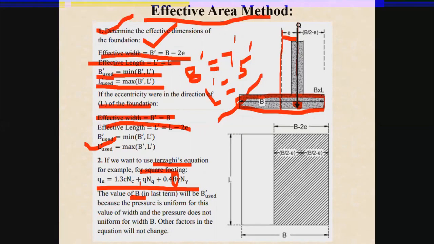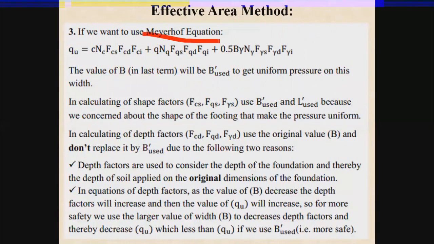Rest C, Nc, Q, Nq, gamma, N gamma will not change, and over there we will use their original values. Only a change will be there in the third term. Now, if you use the Meyerhof equation, it is c Nc Fcs Fcd Fci plus q Nq Fqs Fqd Fqi plus 0.5 B gamma N gamma F gamma s F gamma d F gamma i. Now, in the third term there is a B, so over there you will use the effective dimension for the B.